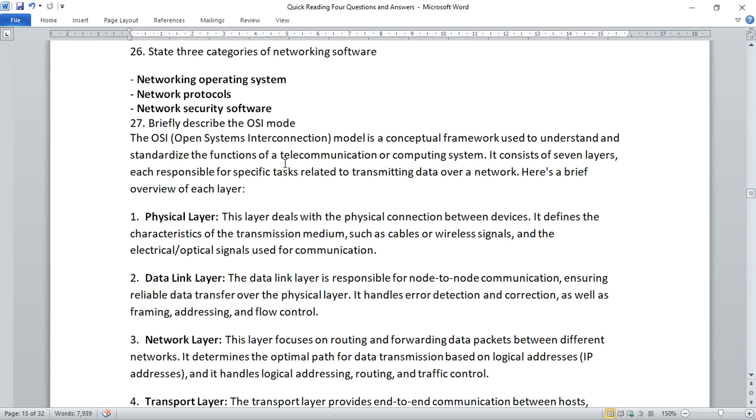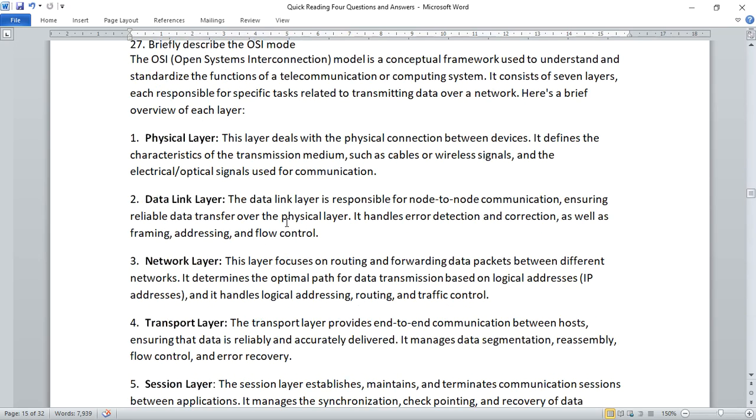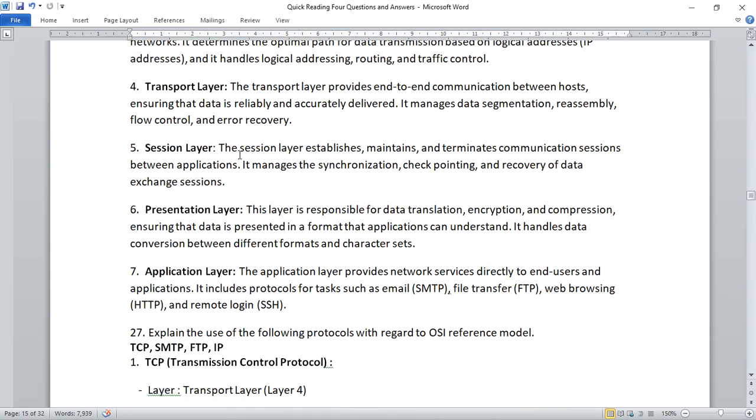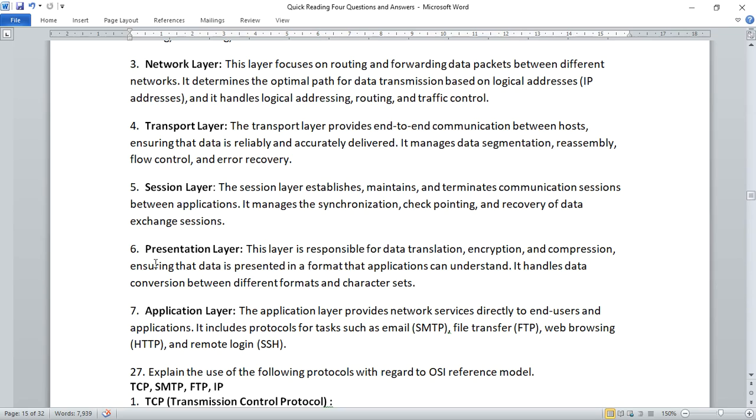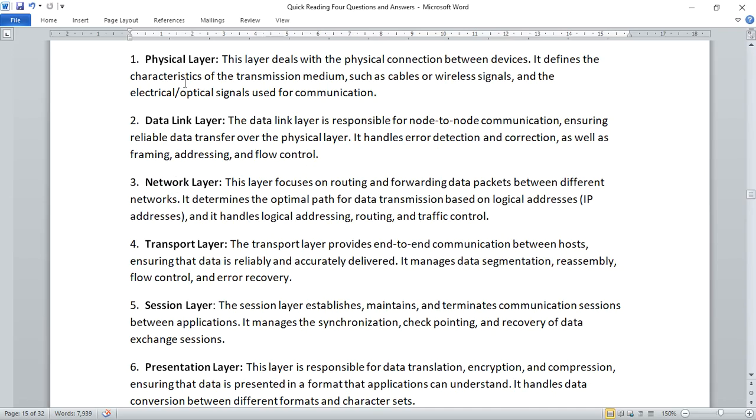Then briefly, describe the OSI model. When you talk about the OSI model, it is a conceptual framework used to understand and standardize the functions of telecommunication and the computing system. It consists of 7 layers. You can just try to come up with a way of grasping this.